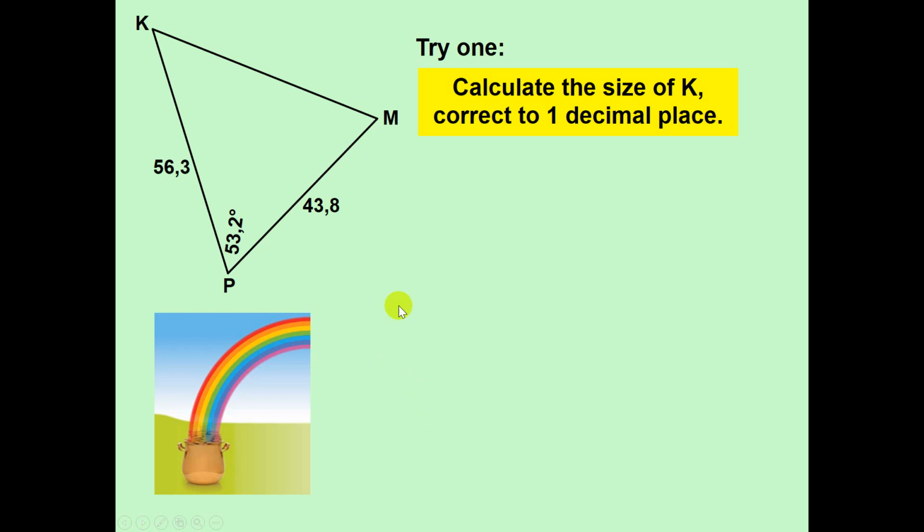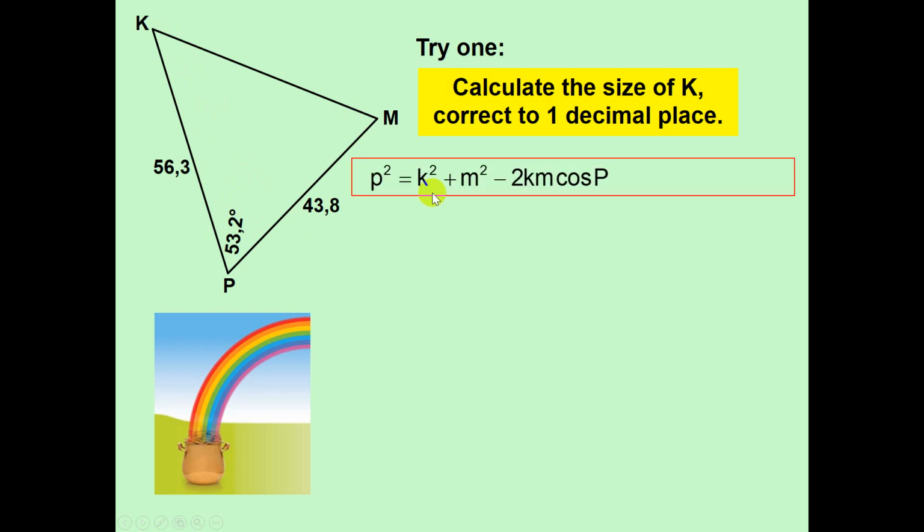Looking at next question says calculate the size of angle K. So let's try the sine rule first. Sine k over small k is equal to sine p. Well, we don't have side km, so we cannot use the sine rule. Now you notice we have two sides and included angle, which means the sine rule cannot be used. We have to use the cosine rule. But we can't find k directly. So what we need to do is find side km using the cosine rule.